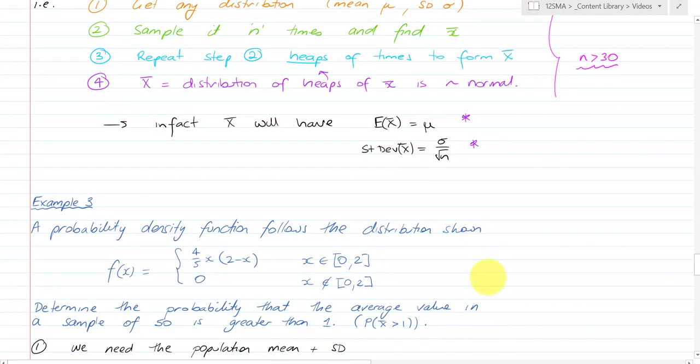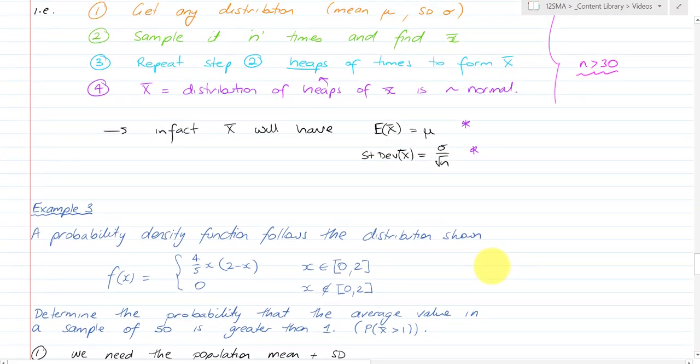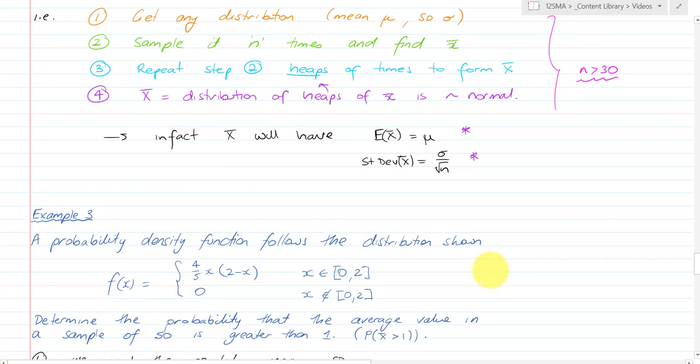So example 3, and I've actually done the solutions of these. It's a bit of mucking around and I didn't really want to waste time doing previous stuff, so I'll talk through the solutions. In example 3, a probability density function follows the distribution shown. So f of x, and this is just stolen from one of the math methods exercises, so I know it works.